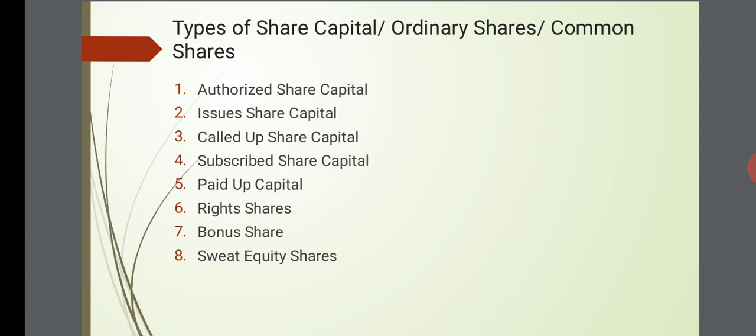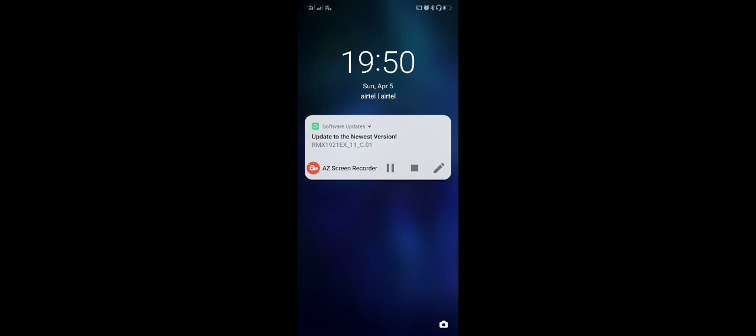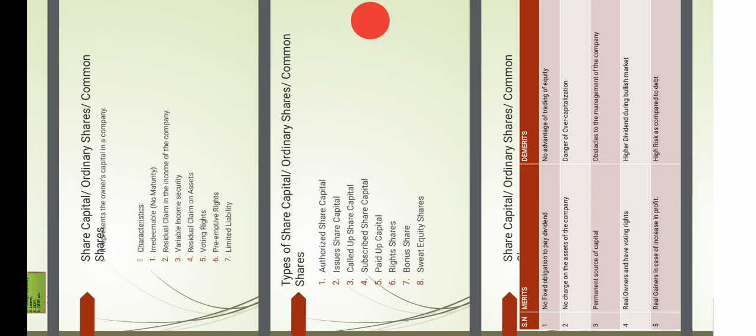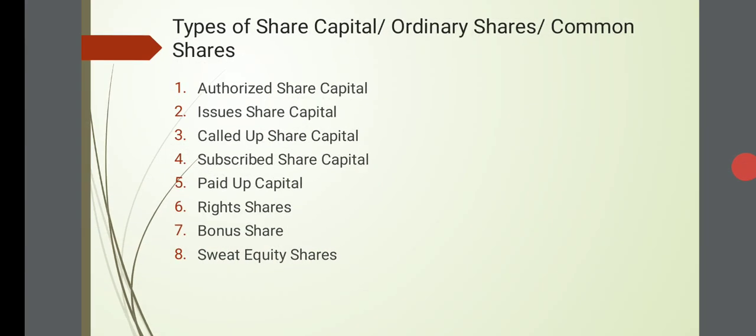Out of authorized share capital, how much has been issued. Called up share capital is the capital which is called up but for which the calls have not been received yet. Subscribed share capital is the share capital which has been subscribed. Paid up capital means the capital for which the amount has been paid.